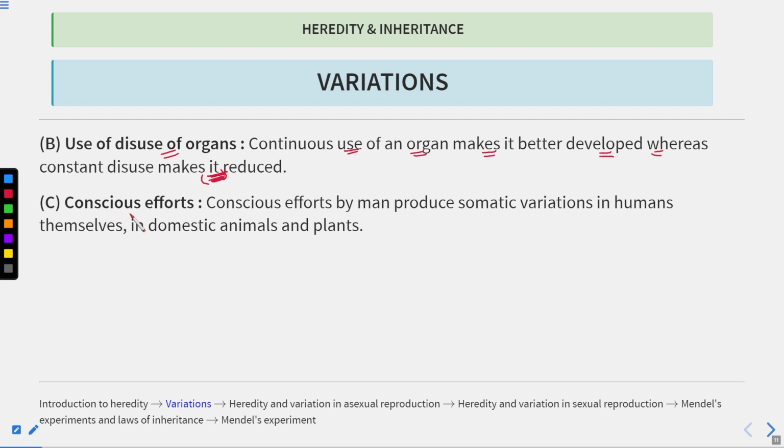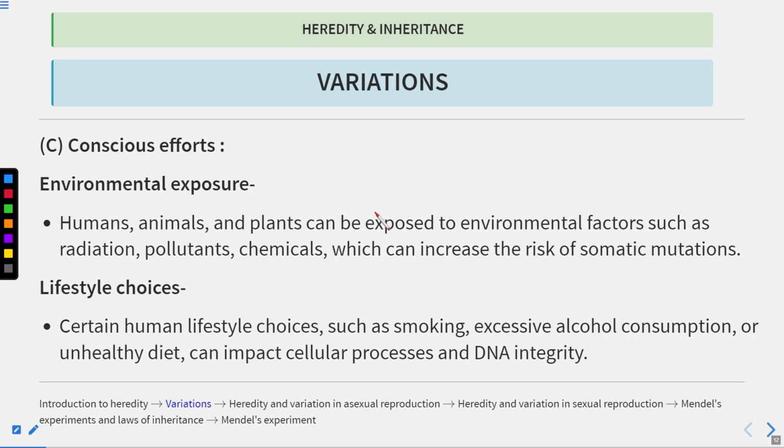Now, conscious efforts. Next is the conscious efforts. So conscious efforts by man produce somatic variations in humans. All right. And it also causes variations in domestic animals and plants. Okay, this is clear. Let's talk about these conscious efforts. What are these conscious efforts?